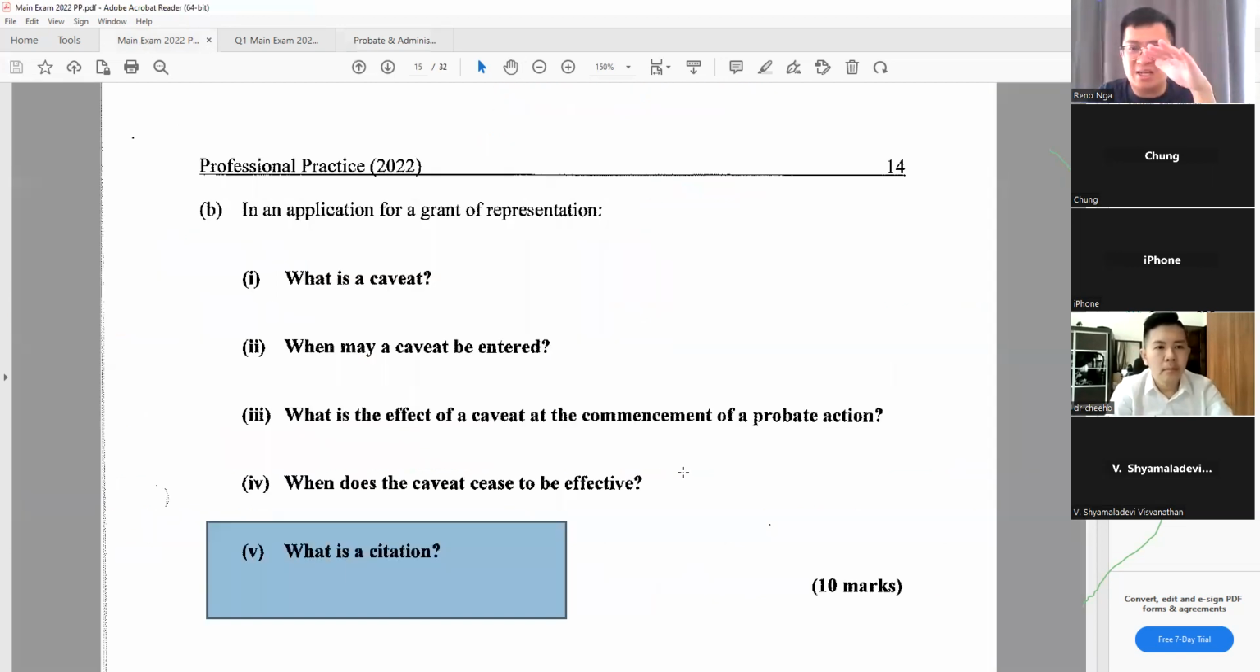So yeah, actually citation and caveat, they like to ask in this form. Just ask you what is that. So basically, I think you guys can prepare a sample answer for yourself, a nice answer, then you just memorize it, then reproduce it in your exam. I think this is good enough already. Okay. I think professional practice is not that difficult, right?